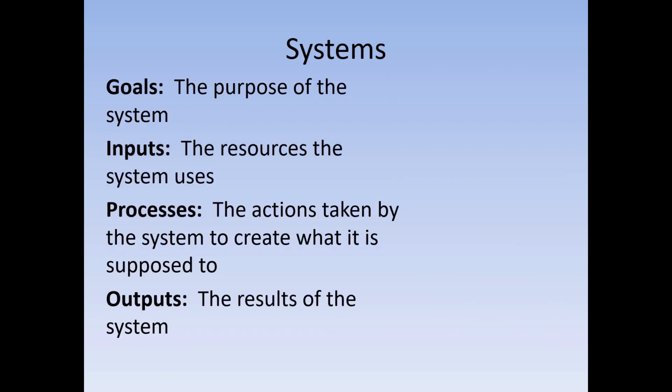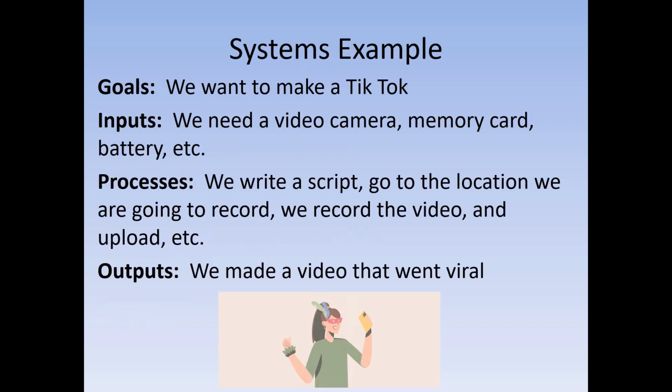So systems have goals, which is the purpose of the system. Then systems also have inputs. And these inputs are things that the system uses to complete its goal. And then you have processes. Processes are actions taken by the system to create what it's supposed to. And then the outputs are what the system has done. Let's go into this a little bit further. Here's an example. So just say we want to create a TikTok.